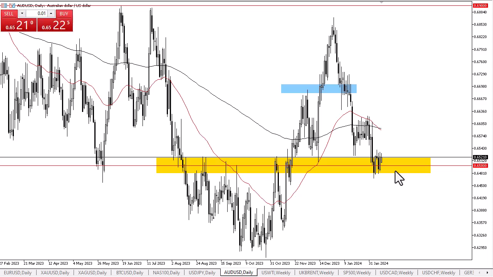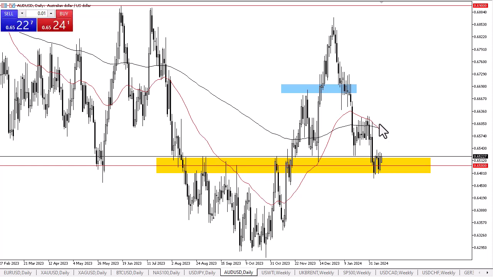If we do break down below the 0.6450 level, then I think the Aussie drops towards the 0.63 level. If we turn around and rally, that 50-day EMA and the 200-day EMA both come into the picture as resistance. If we can break above the 0.66 level, then we could go to the 0.67 level. But it is a bit like swimming upstream at the moment.